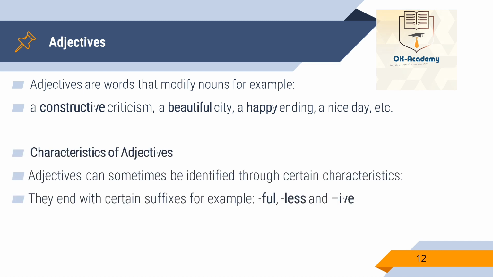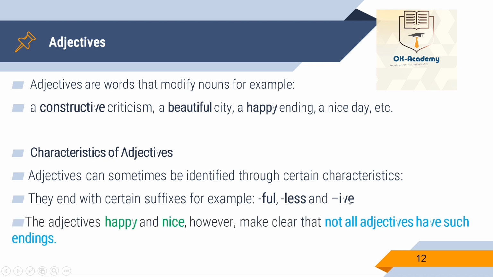Characteristics of adjectives. We have the first characteristic, which is they end with certain suffixes, for example, full, less, and ive. This is the morphological characteristic. The adjectives happy and nice, however, make clear that not all adjectives have such endings. So it's not a condition that an adjective should end with full, less, or ive. This is true for some adjectives, but not all of them.